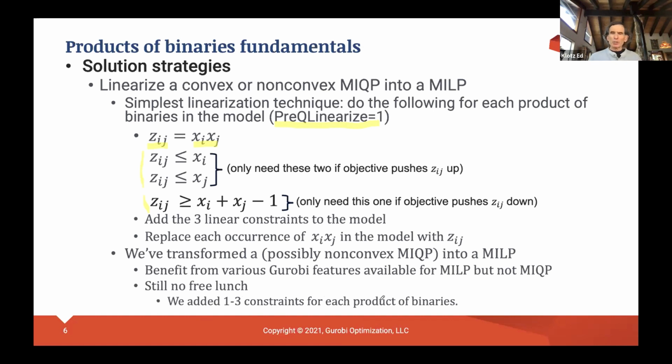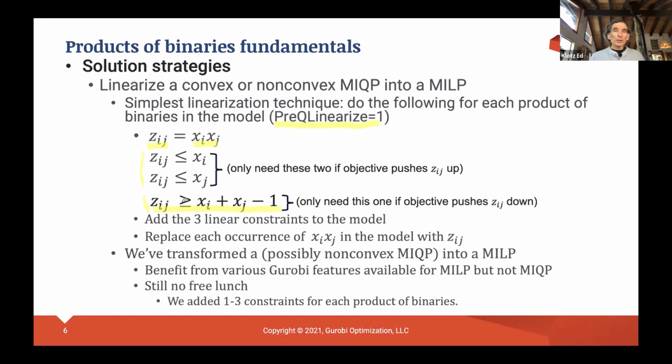Now you might ask, well, wait, you've added 3 constraints. Why are you saying 1 to 3 constraints? Well, we can actually exploit the objective. So if the objective is pushing this Zij variable up or down, we can make use of that and not add all 3 constraints. So I'll illustrate with the third constraint here.